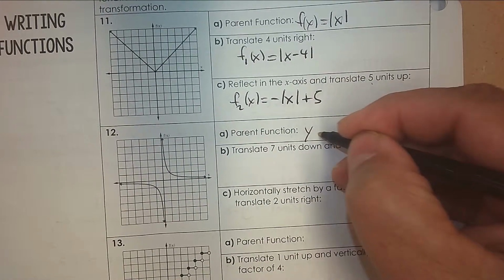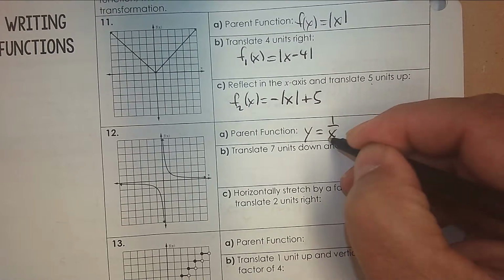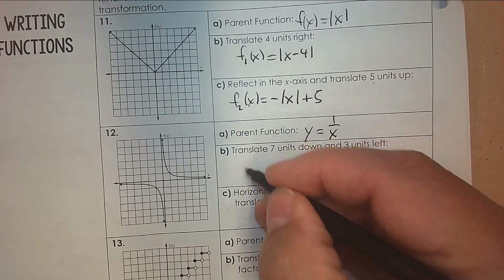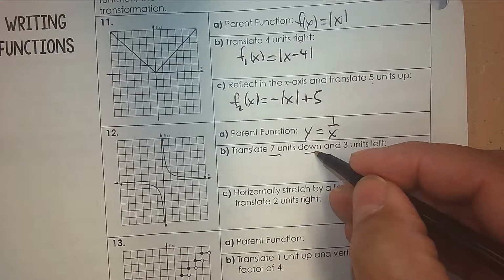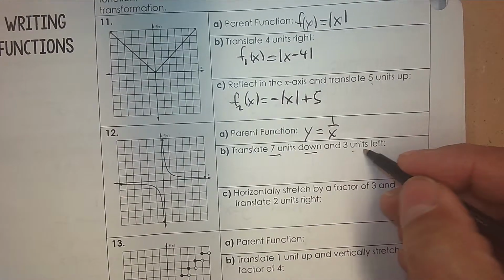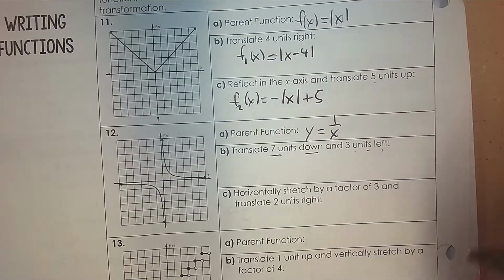So the parent there, I'm just going to call it y equals 1 over x. So if I translate it 7 units down, that's outside. 3 units left, that's inside. So how can we put it together in a smart way?